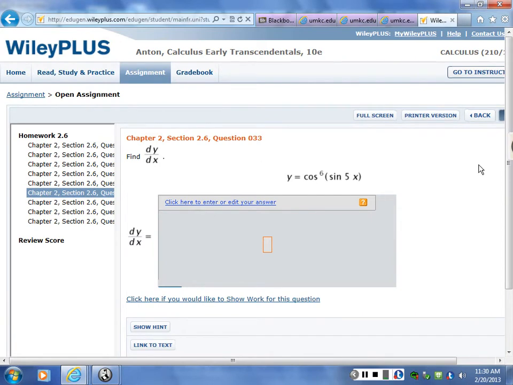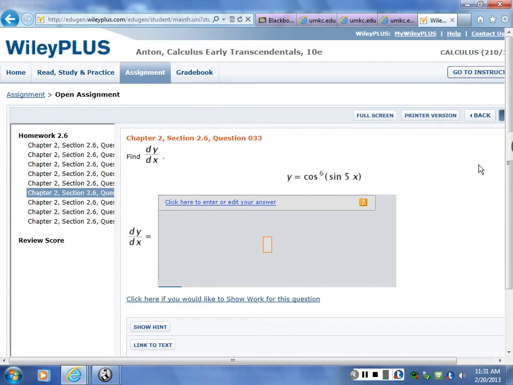So this chain rule has 1, 2, 3, 4 elements to it. The outside function is something to the 6th power. The next function is cosine of something. Then the next function is sine of something. And then the next function is 5x. The nice thing about the chain rule is it's all multiplied: the derivative of the outside, evaluated at the inside, times the derivative of the inside, and so forth. The derivative of the inside would be the derivative of the outside, evaluated at its inside, times the derivative of its inside. But it's all being multiplied, so it's nice that we can just rearrange it at the end.